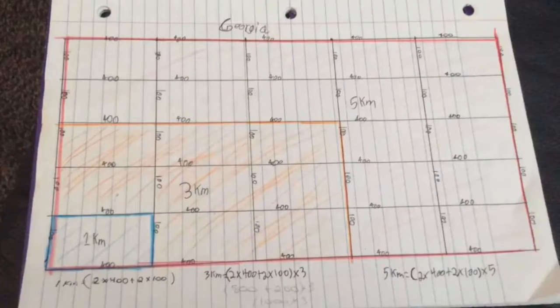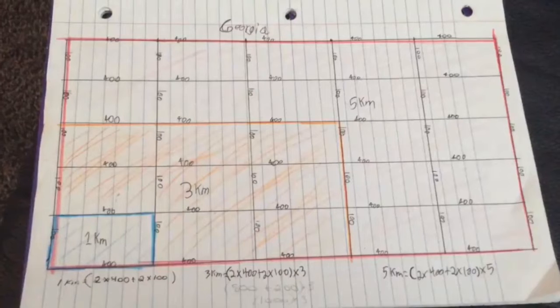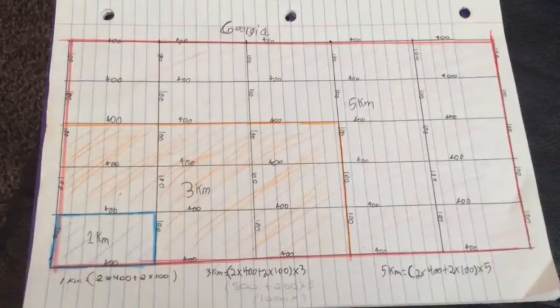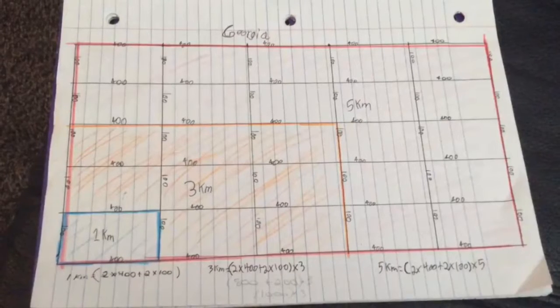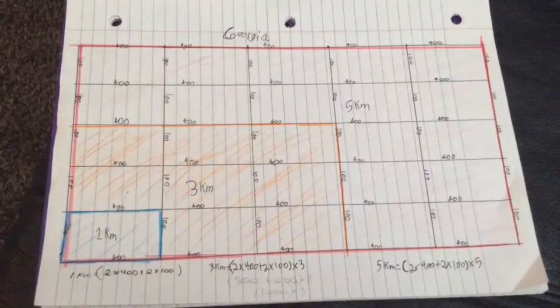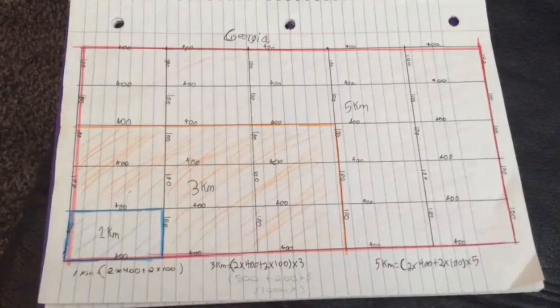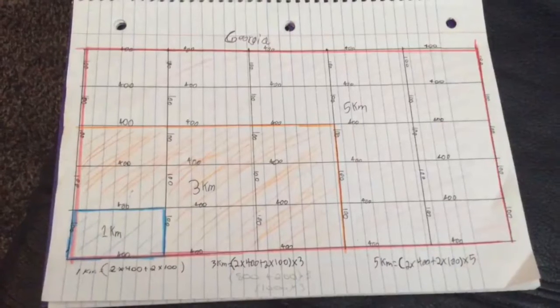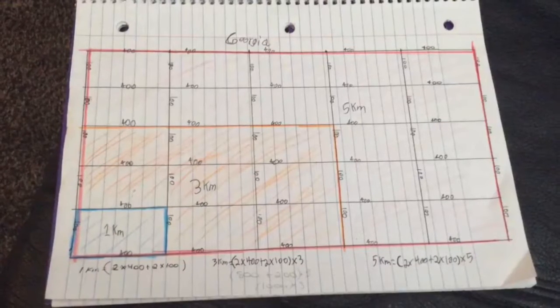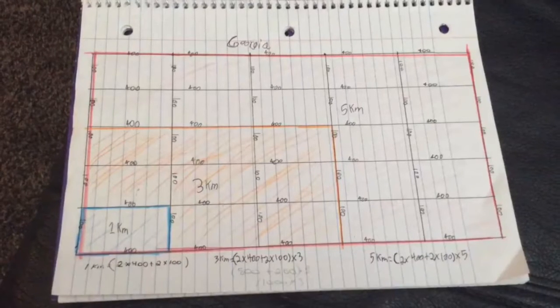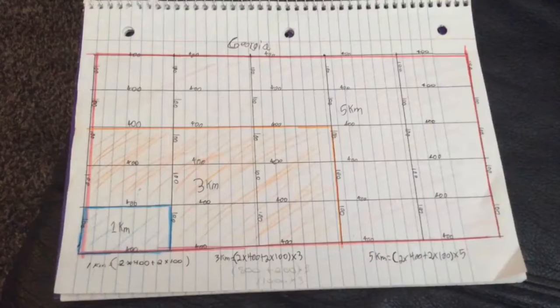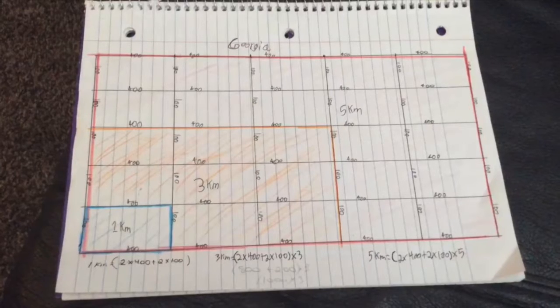So this is George's drawing, and she figured out 3 different lengths. The block in blue, that's the 1 kilometer block. In orange, that's 3 kilometers, so that's the same as Miriam's. And in red, she drew out a 5 kilometer route. So you have to go 5 blocks one direction at 400 meters a block, and then 5 blocks the other direction at 100 meters a block, and then back, and that adds up to 5 kilometers.